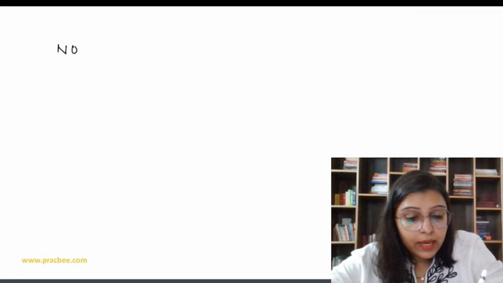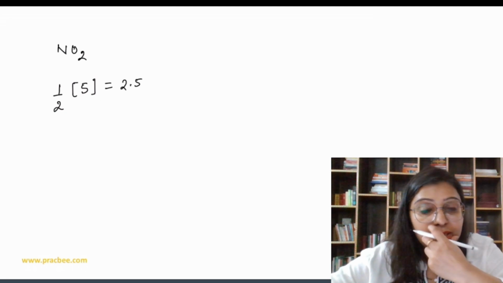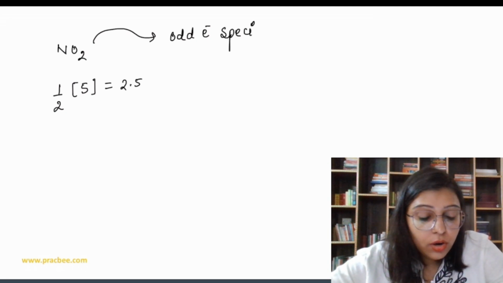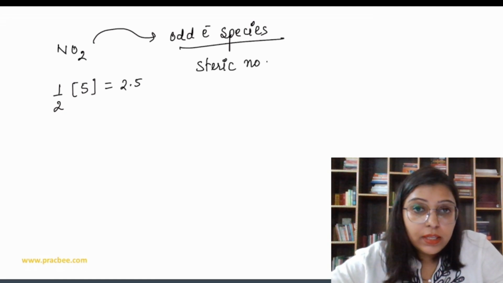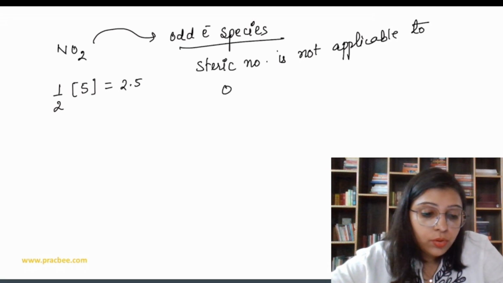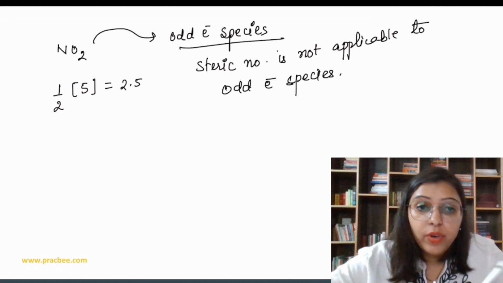Now let's calculate for NO2. Half of 5, that's it. So we get 2.5. Now how? Because NO2 is an odd electron species. So steric number is not applicable to odd electron species. So what are we going to do?